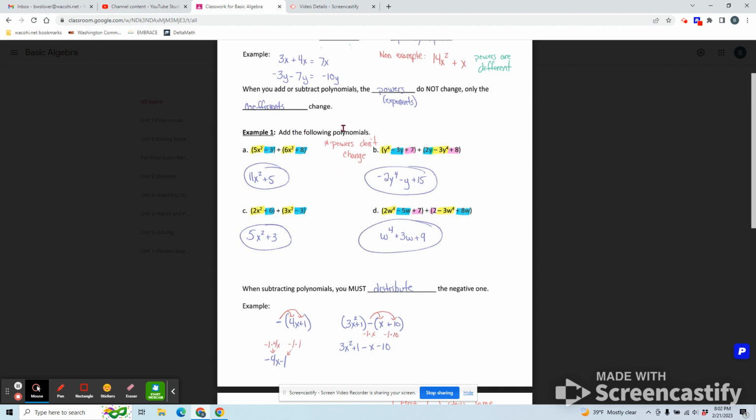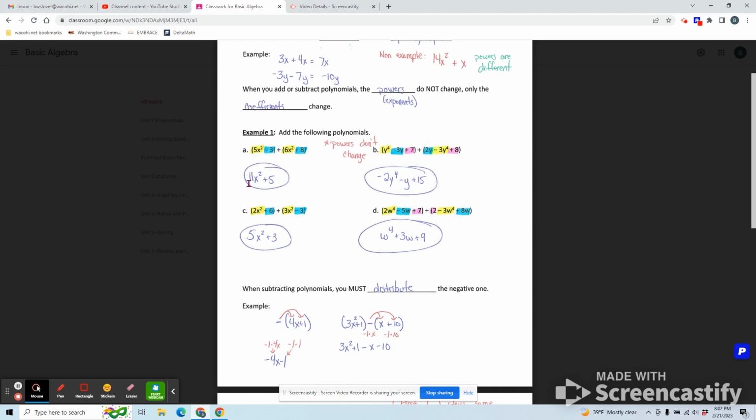It says add the following, so I'm telling you that you're just going to add them. So 5x squared plus 6x squared. Same base, which is an x. Same power, which is a 2. So I add the coefficients. 5 plus 6 gives me an 11. The x squared stays the same.